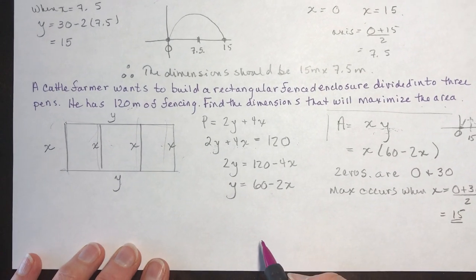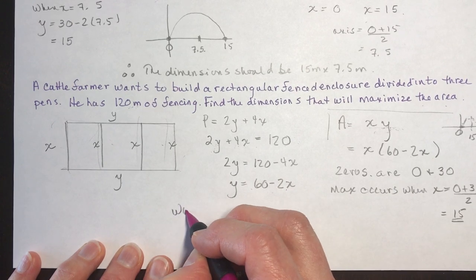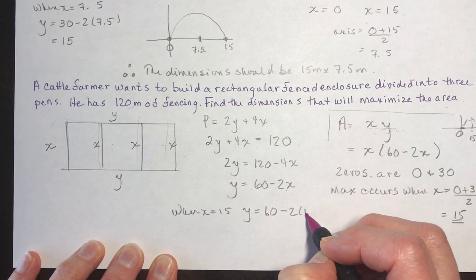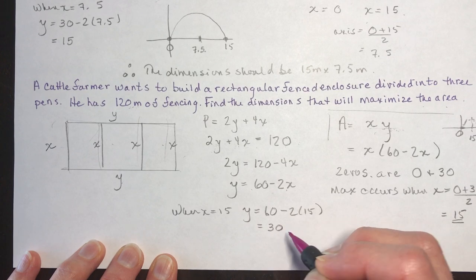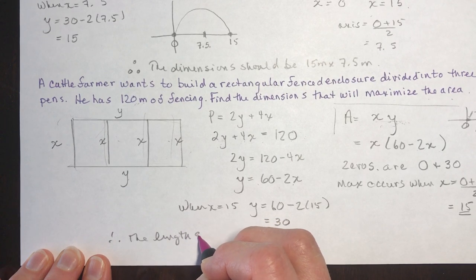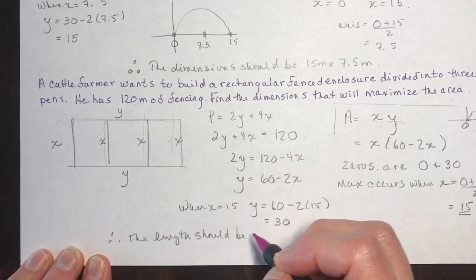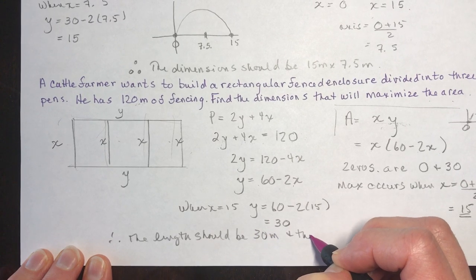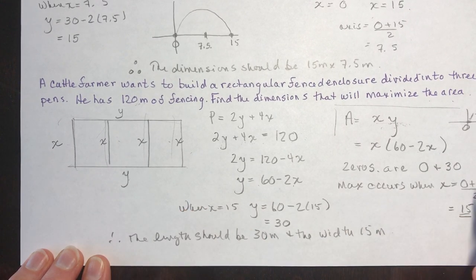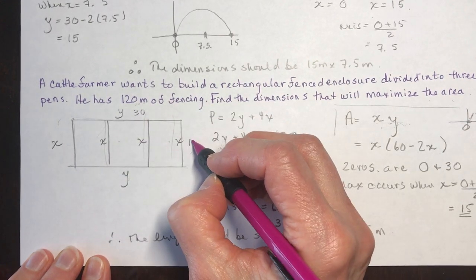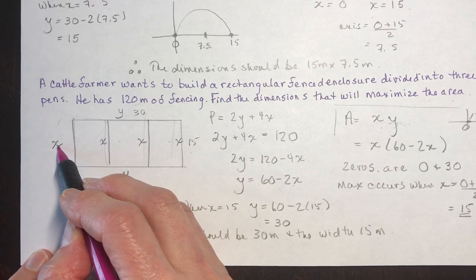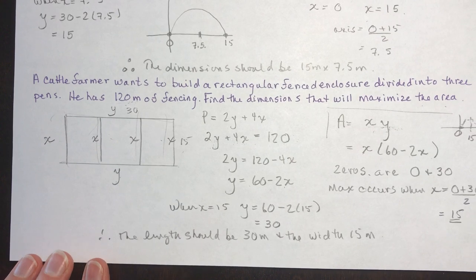So if x is 15, we have an equation here for y. When x equals 15, y is equal to 60 minus 2 times 15. So y is going to be 30. Therefore, the length should be, now you should be checking this, 30 meters, and the width, 15 meters. Okay, let's go back. If we said the length is 30, so we say this is 30, and this is 15. So I have 30, 60, another 30 for two of them, that's 90, and another 30 makes 120 meters of fencing. And there's your lesson for today.